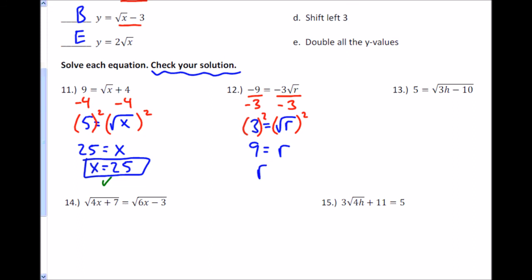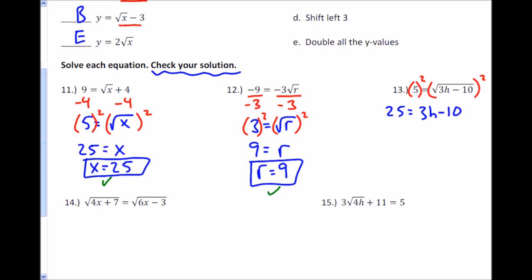And now, of course, I want to plug that back in. And when I plug the 9 back in, it does work. This is a valid solution. So r equals 9. All right. For this one, the radical this time is already by itself. The square root is all by itself on that side of the equation, so I can go right to undoing the square root by squaring each side. So I'm going to raise each side to the second power. That gives me 25 equals 3h minus 10.